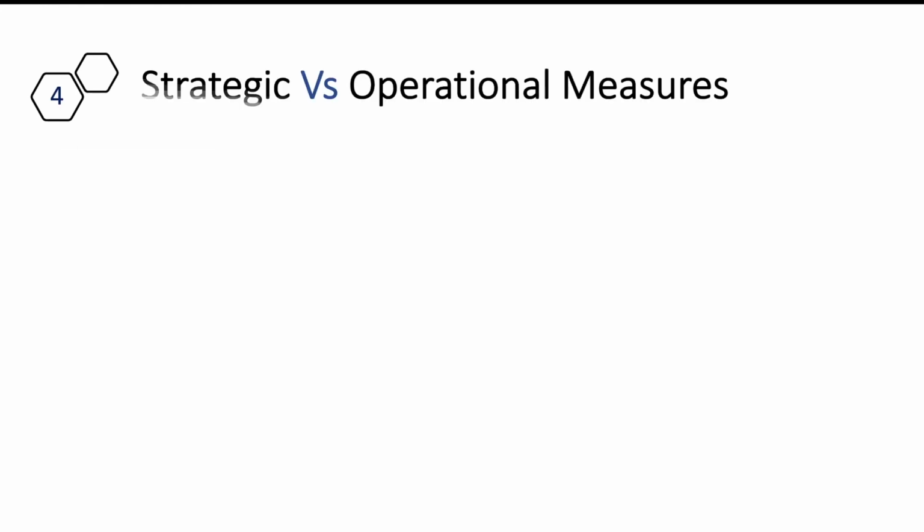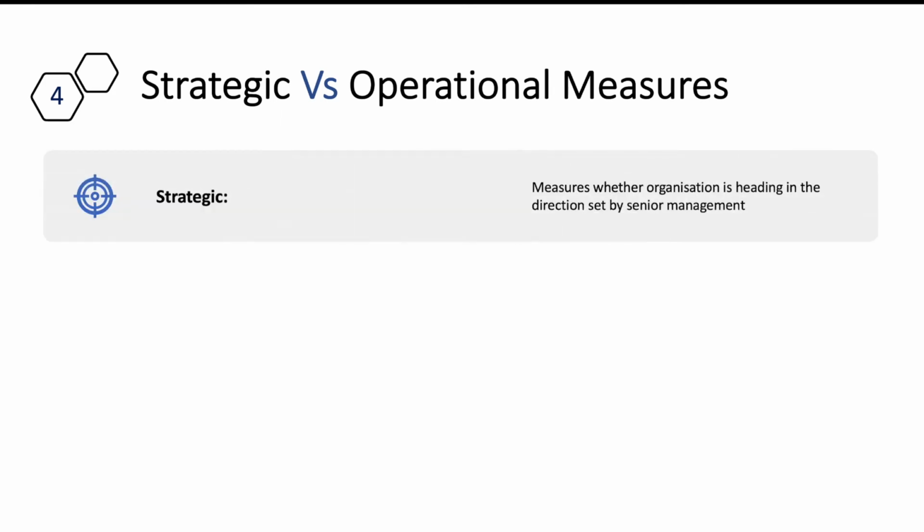Now, if we talk about strategic versus operational measures. Strategic measures show whether the organization is heading in the direction set by senior management. Strategic level is from the top level. Whatever objectives have been set by the strategic team, those things can be measured. If we measure only that, definitely that will not give us a good result.